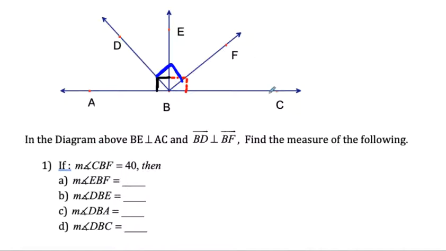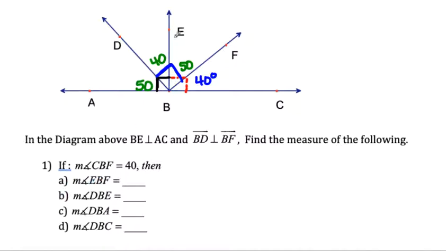So it says CBF, so this angle is 40 degrees. If this is 40, and we have this red right angle, that tells me right away that EBF has to be 50, because 50 plus 40 gives me 90, okay? All right, and if this angle is 50 and this blue box is 90, that tells me this has to be 40. And if I have this black right angle and this is 40, then this would have to be 50. So I basically have just solved everything.